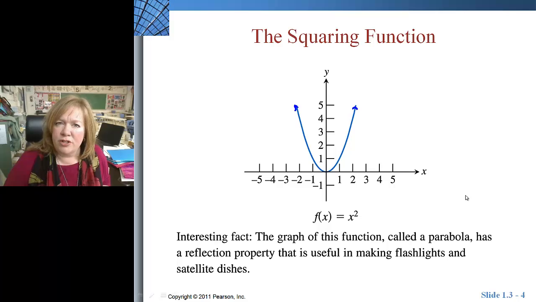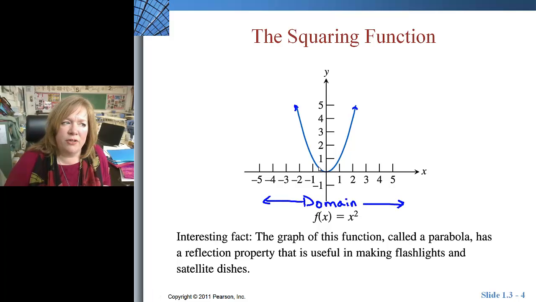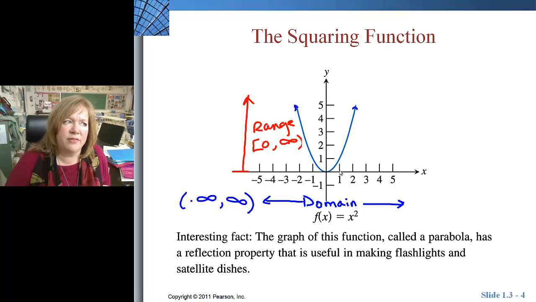The squaring function, I'm hoping you are familiar with this. We did a lot with quadratics in Algebra 2. It's a parabola. It is symmetric about the y-axis. If you look left to right, I can get a y value for each x on each side, so the domain is going to be all reals. But the range, if you notice the graph, when I look up and down, it goes just from 0 on up. So the range for this one is from 0 to positive infinity.